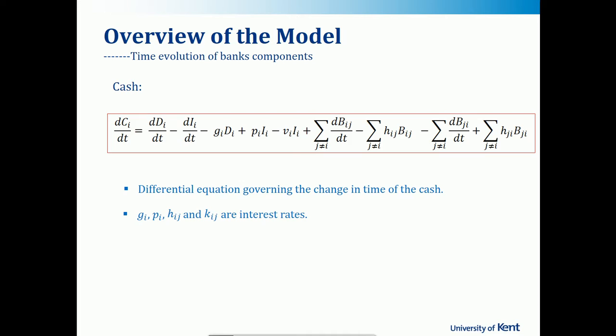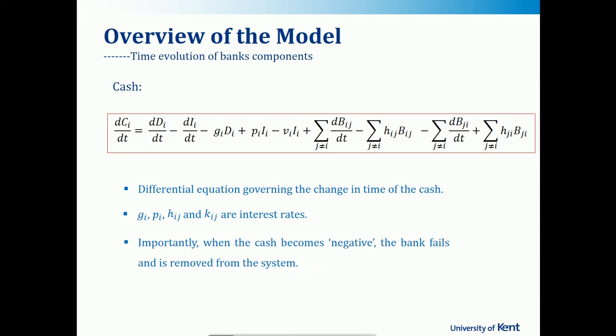The third term is the interest rate. It is the interest paid by the banks to depositors. It is negative because paying the interest will decrease the cash. Similarly, all the terms with positive sign represent the money that goes into the bank, and those with negative sign represent the money that goes out of the bank. Importantly, when the cash becomes negative, the bank fails and is removed from the system.